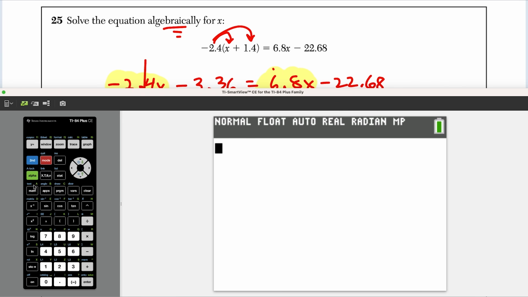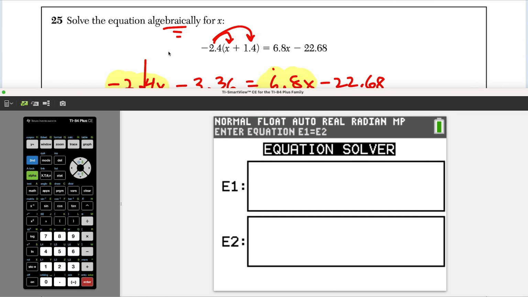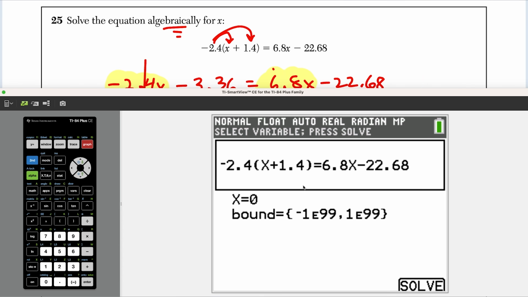Now let's check our answer. We could press math, press up, and go to numeric solver, option C. We type the left side of the equation, negative 2.4, then parentheses, x plus 1.4. Then we write the right side of the equation on E2, so we have 6.8x minus 22.68. That way we'll see that we did this correctly. Now we press graph to press OK, and then we press solve, by just pressing graph. It tells us our solution, x equals 2.1, which matches what we have.